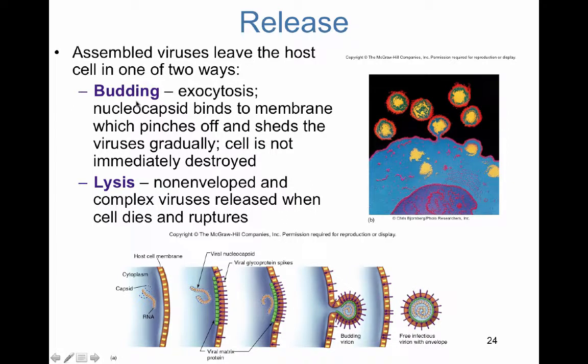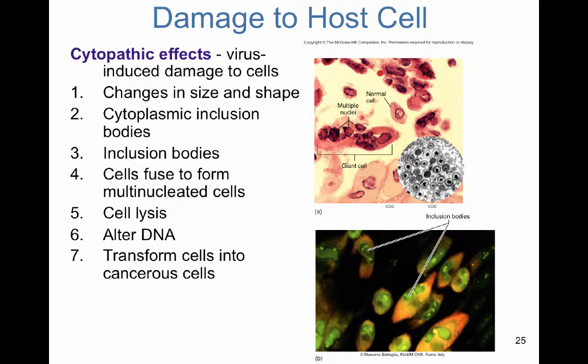Now, for release, there are two ways: through budding or lysis. So in lysis, basically the cell dies, it ruptures, and new viruses are released. Or in budding, also called exocytosis, the nucleocapsid binds to the membrane and then it pinches off from that membrane. The cell is not immediately destroyed. So just remember two varieties of viral release.